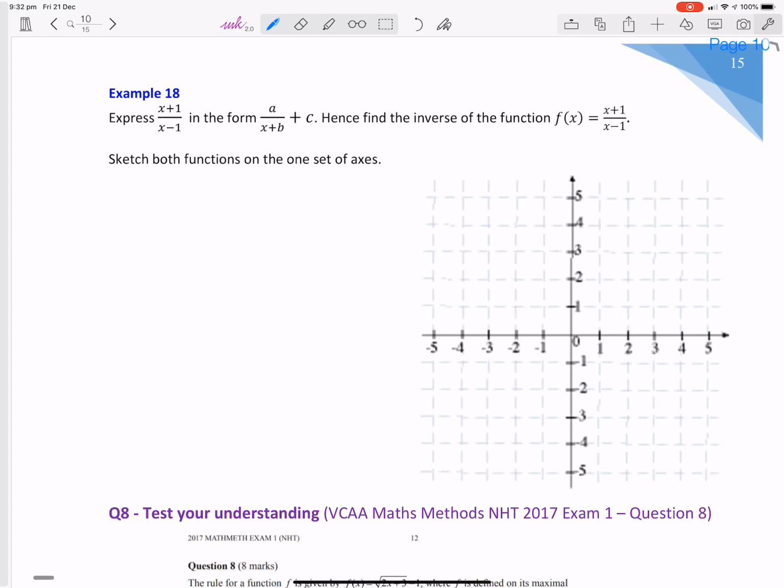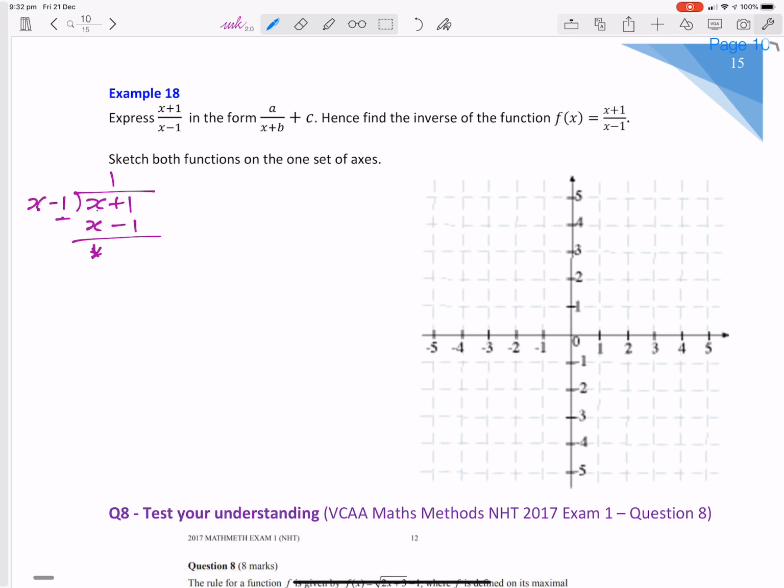Okay, a lot of people would struggle with this one to start off just because I don't know where to start, but it says to put it in that form. So there's two ways you can do this. You can do x minus 1 into x plus 1. X into x goes once. Multiply it back out, we get x minus 1.